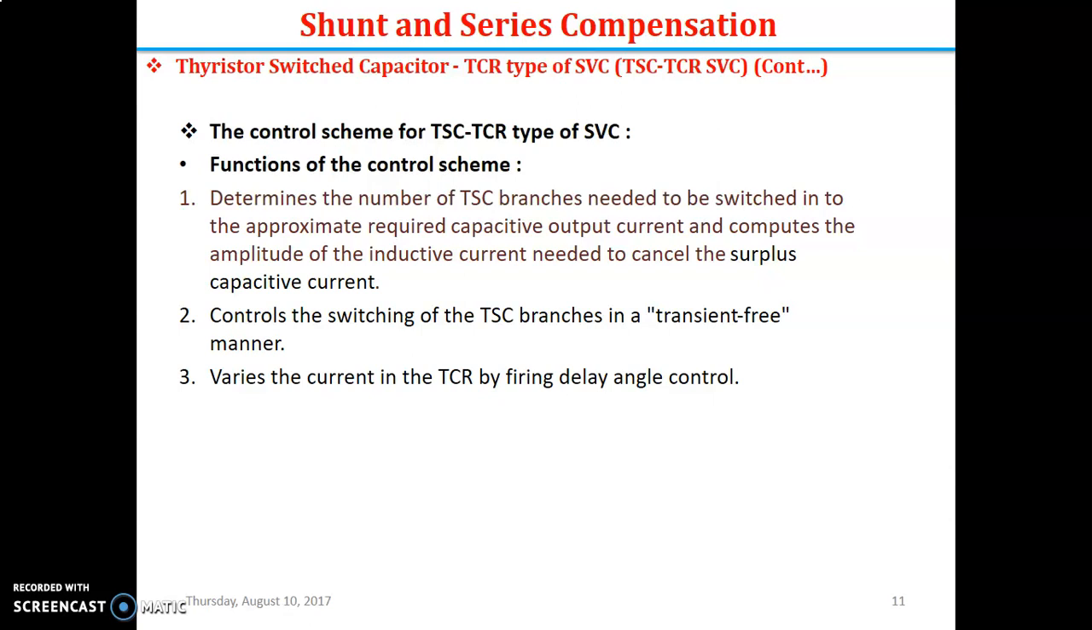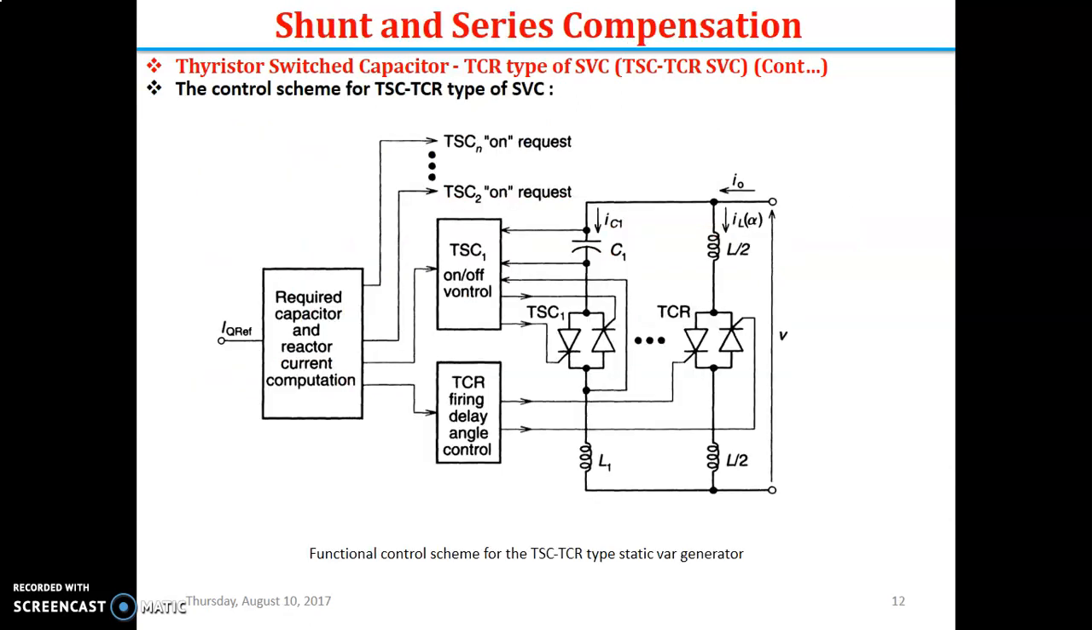So these are the 3 functions of the control scheme. Now we will see the detailed control scheme of the TSC TCR type of SVC. So the first function is simple. Here you require the input current reference IQ reference, that is requested output current.